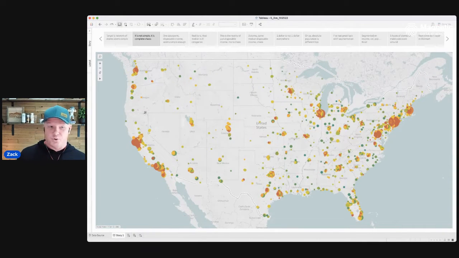So this is, again, Target with 2 data points. This has total population in the size of the circle, and then disposable income driving the colors. Why is disposable income important versus just general income? Disposable income is the measure of how much money is left over after taxes. This is how much spending power a consumer has inside that trade area. Very important metric, right?